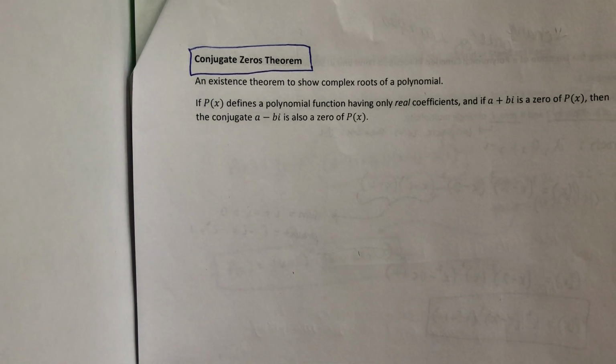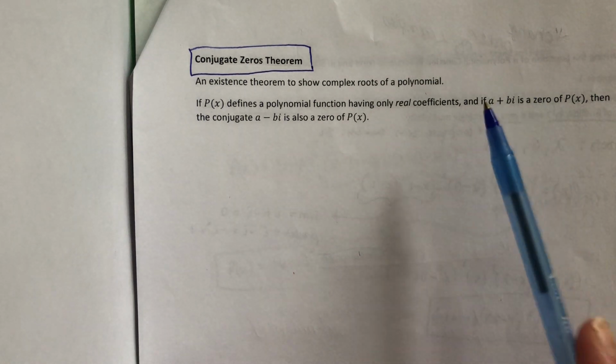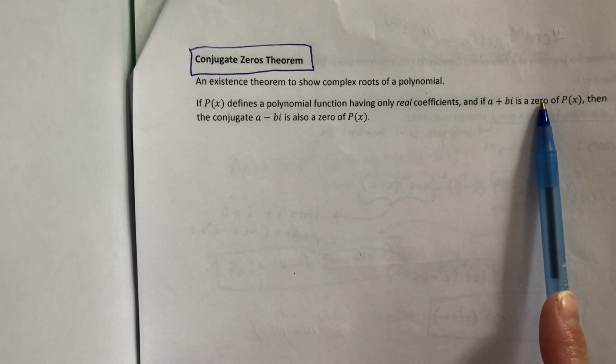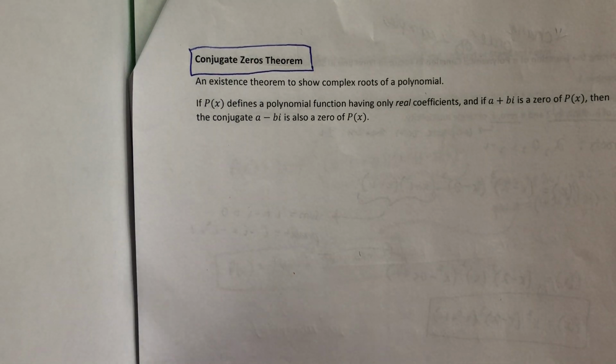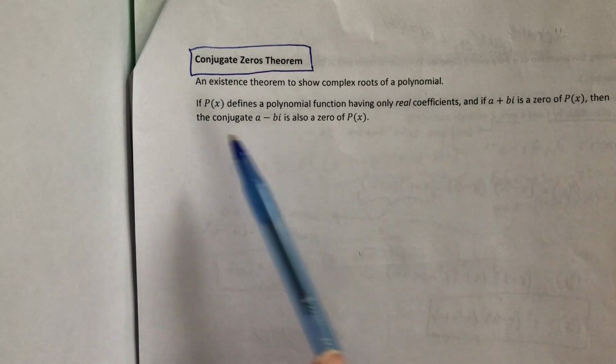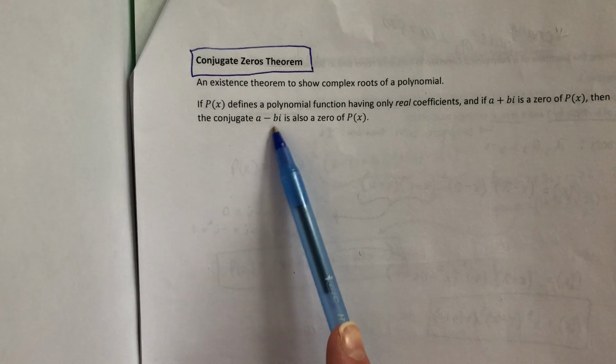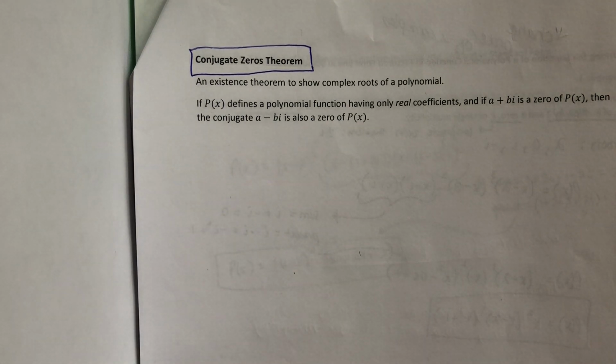And the conjugate zeros theorem is probably something you already knew, but we're just going to put it into formal words. It says, if p of x defines a polynomial function having real coefficients, and if a plus bi is a zero, remember that word zero, it means roots, solutions, x-intercepts of p of x, then a conjugate a minus bi is also a zero of p of x.